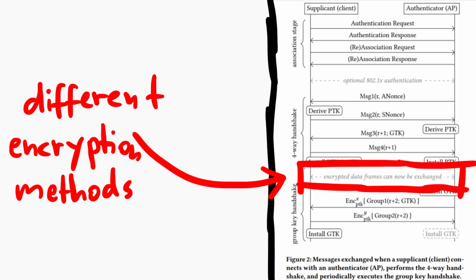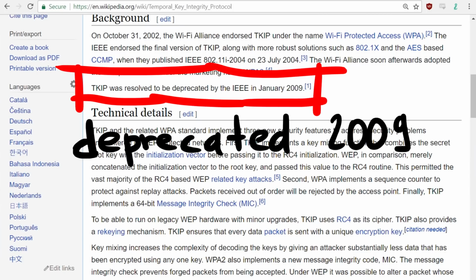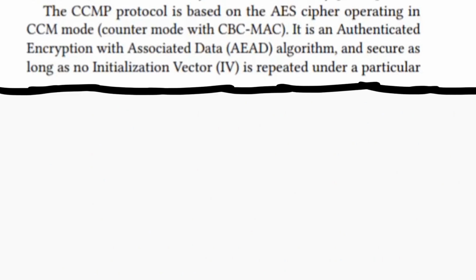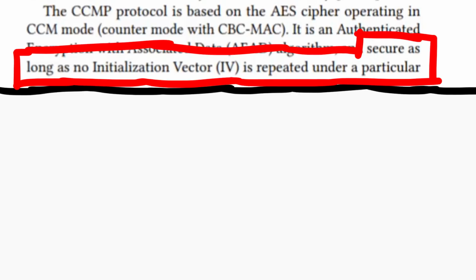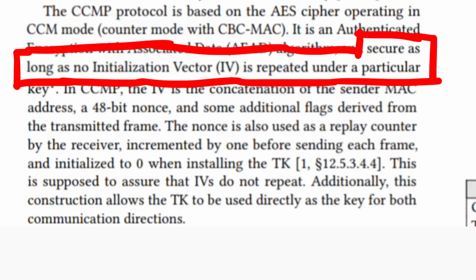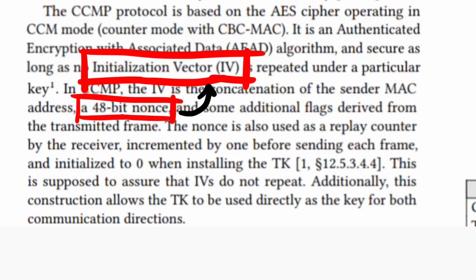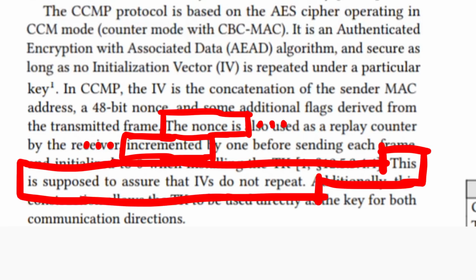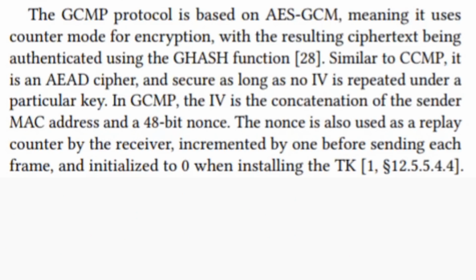And then there are different protocols to actually implement the encryption. For example, if TKIP is used, then the encryption algorithm is RC4, and that is basically the same as WEP and therefore vulnerable to a number of similar attacks. But another option is the CCMP protocol, which is AES in CCM mode, counter mode with CBC-MAC. It is secure as long as no initialization vector (IV) is repeated under a particular key. And the IV here is the nonce. And the nonce is again constantly incremented to make sure it will never repeat. And basically the same is true for the GCMP protocol.